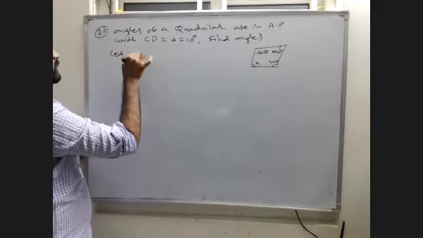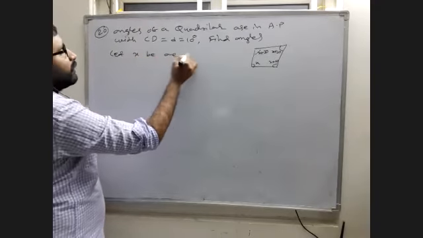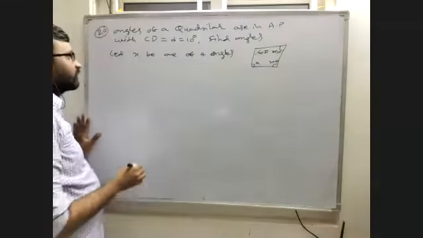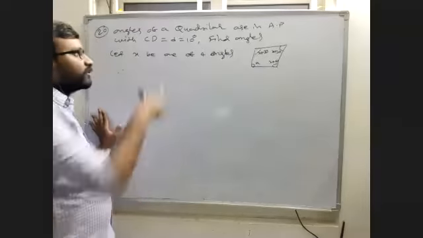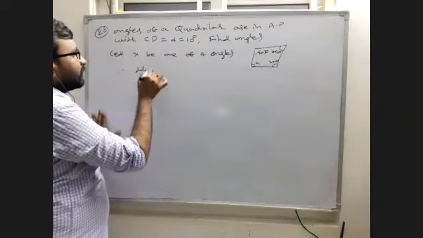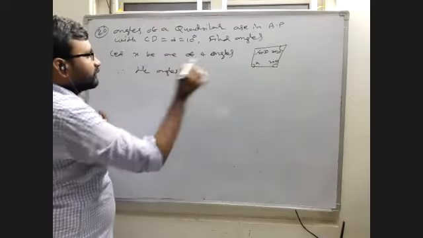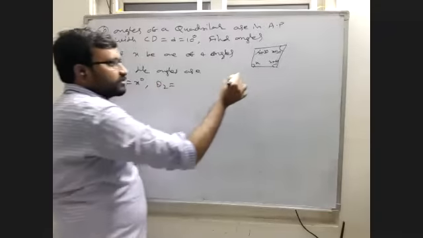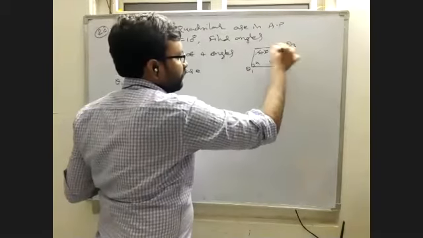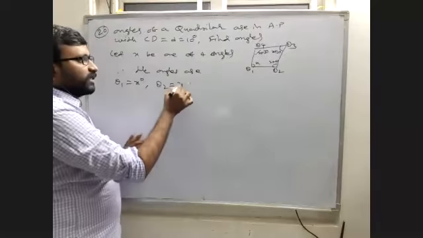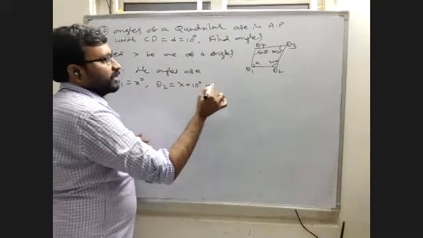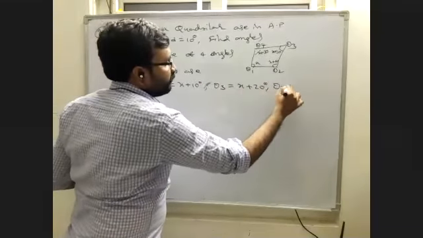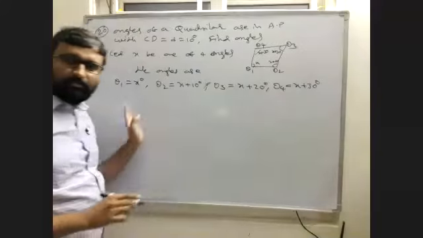Let x be one of the 4 angles. Therefore, with the common difference 10, the angles are: theta 1 I am taking as x degrees, then theta 1, theta 2, theta 3, theta 4 in order. Theta 2 will be x plus 10 degrees. Theta 3 will be x plus 20 degrees. Theta 4 will be x plus 30 degrees. Now 4 angles we have.